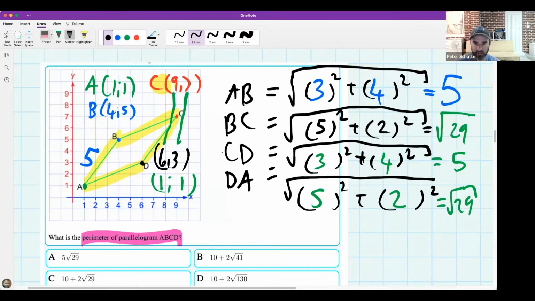Okay, so what's the final answer going to be? It's basically going to be 5 plus square root 29 plus 5 plus square root 29, which is going to be the following. Okay, so square root.